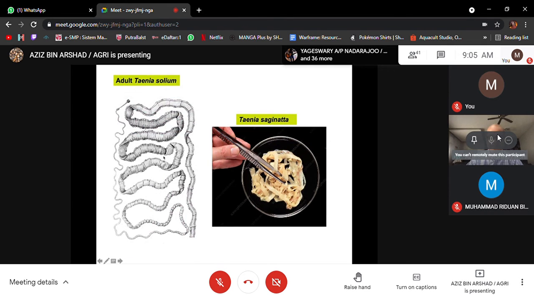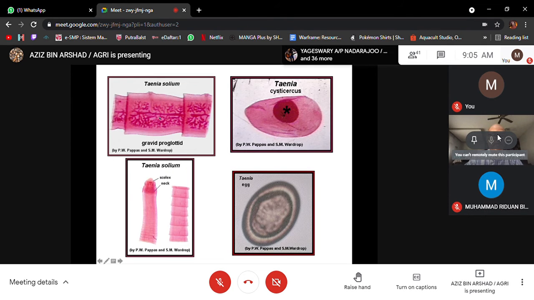Okay, the body is made up of segments. For example, here in Taenia solium, this one segment is called a proglottid. When there are many like this, it is called a strobila. Okay, and they produce larvae that have a name. This is the egg, and this is the larva called cysticercus.